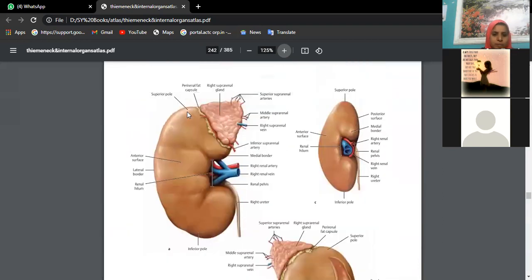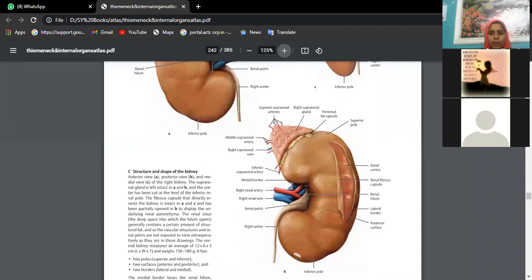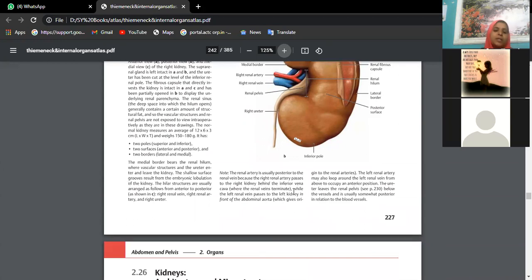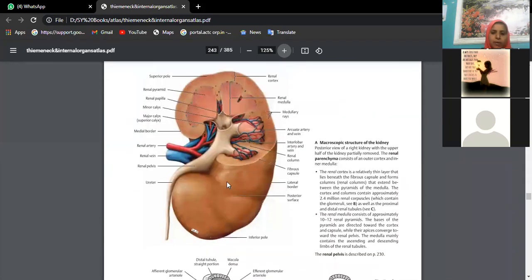See, this is the fibrous capsule of the kidney, upper pole, lower pole. You can see the arrangement: VAP, vein, artery, and the pelvis, which continues as ureter. VAP, anterior to posterior. So this is the fibrous capsule, above which we have the perirenal fat. The cut section of kidney will show all these.